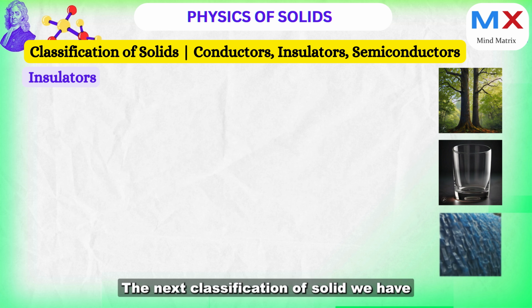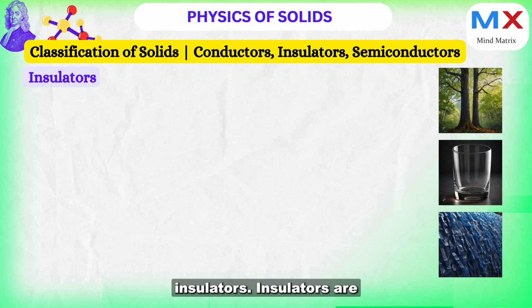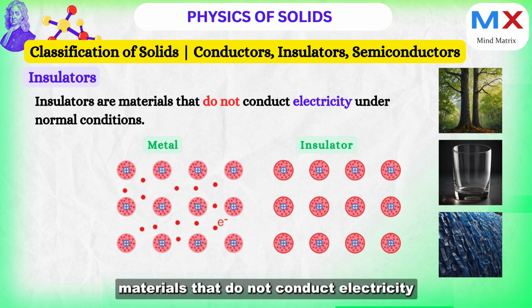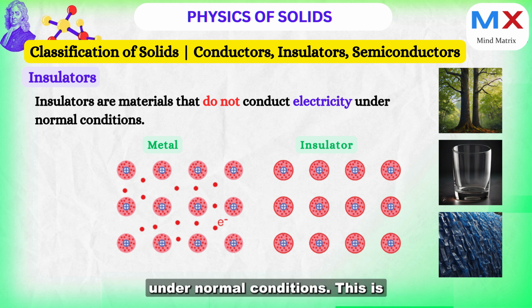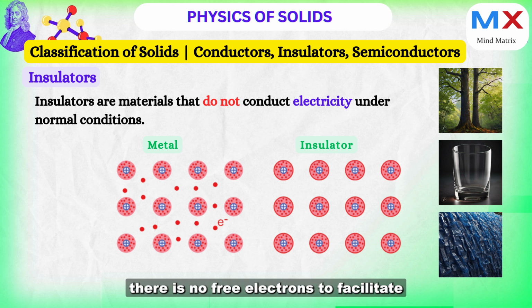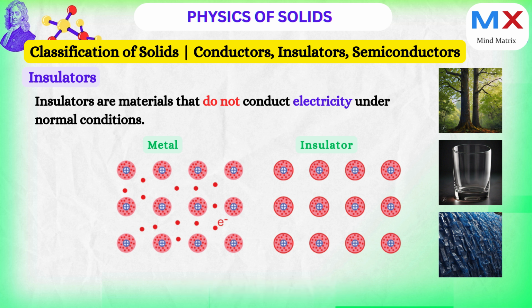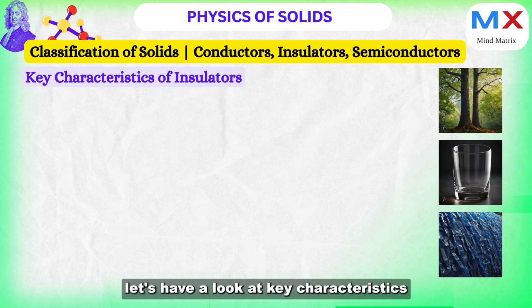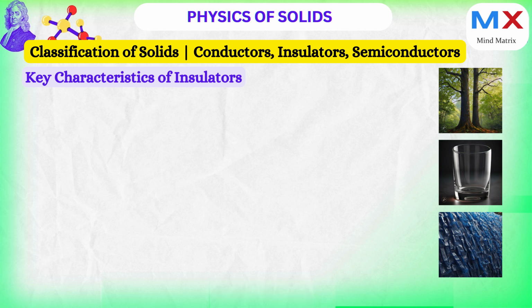The next classification of solids we have is insulators. Insulators are materials that do not conduct electricity under normal conditions. This is because the electrons in insulators are tightly bound to their respective atoms, and there are no free electrons to facilitate the flow of current. Now let's have a look at key characteristics of insulators.